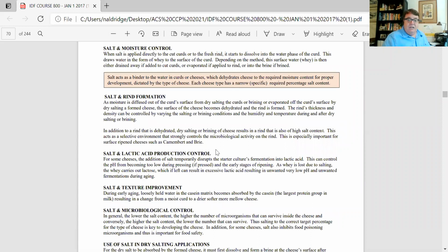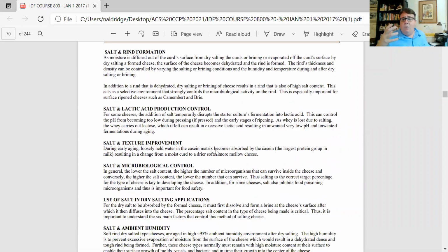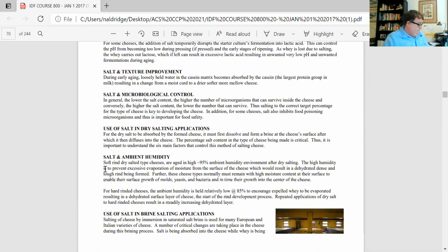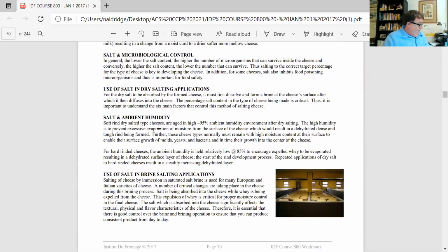And we're going to continue on. Again, read through this. Understand how salt helps form a rind. But again, you're probably going to get asked maybe one, maybe two questions about that. So have a good understanding. But to highlight something more, I've got salt and ambient humidity. This is something I've got highlighted in my book as far as when I went back to study and review this information under that page. It is more important than the rest.